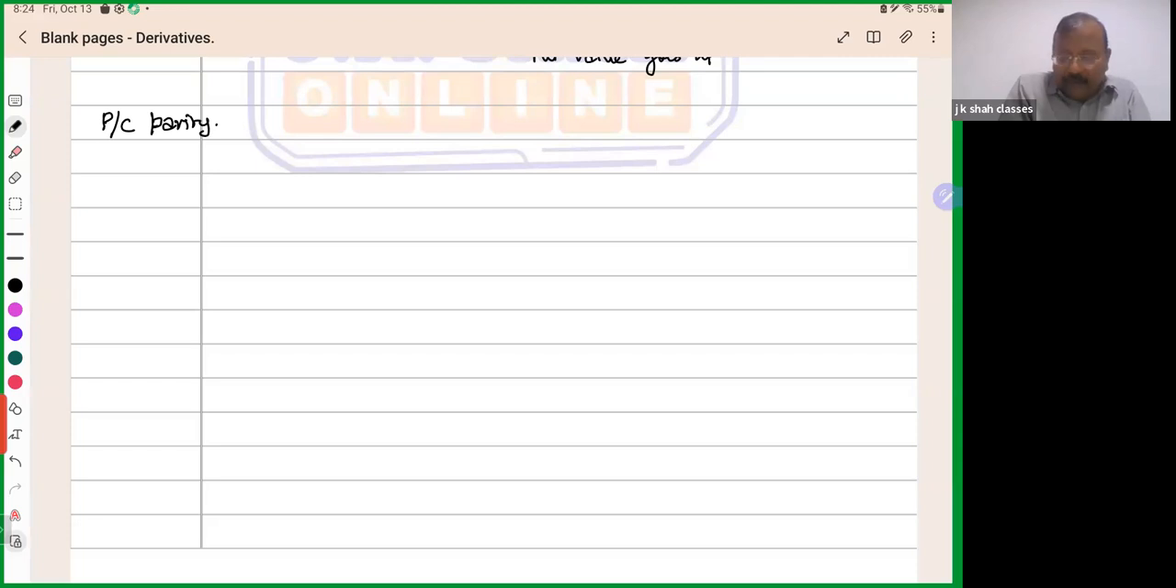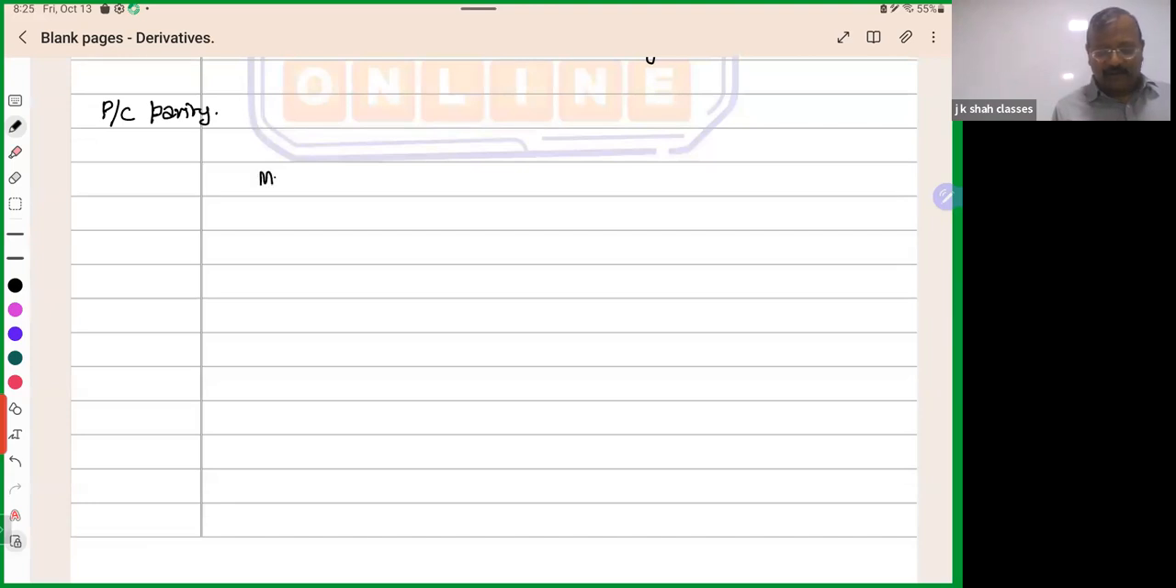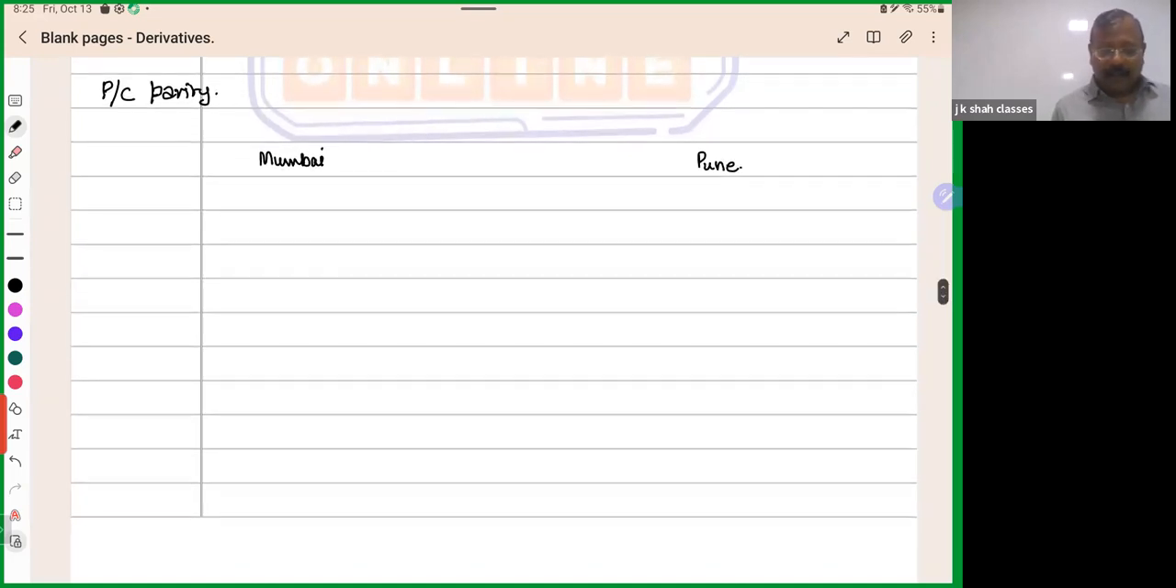Now, let's say you are looking to travel from Mumbai to Pune. Okay, there are two trains. Train A, which reaches Pune at 11 a.m., and train B, which also reaches Pune at 11 a.m. Okay, the ending time of both is the same.